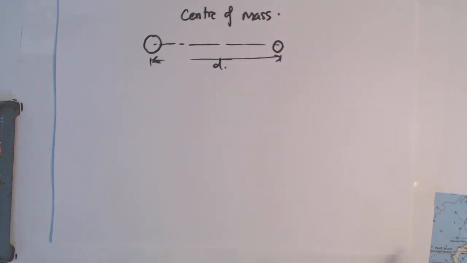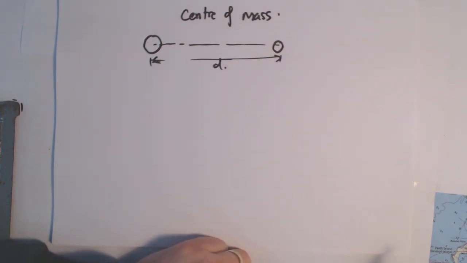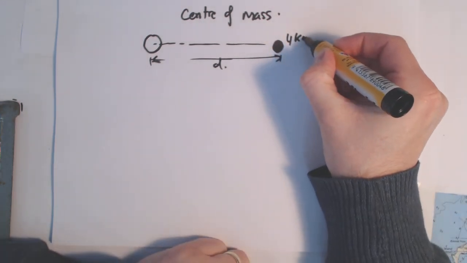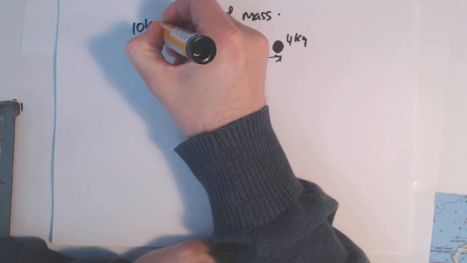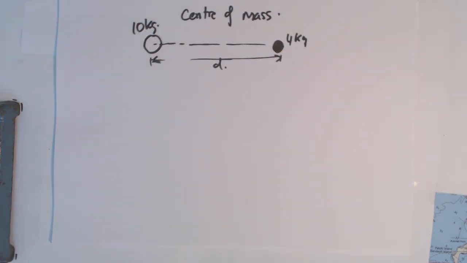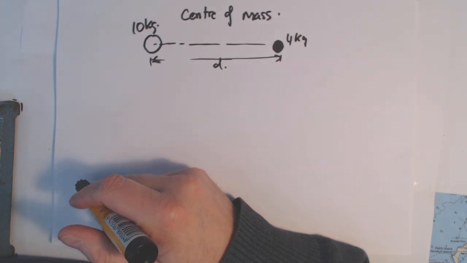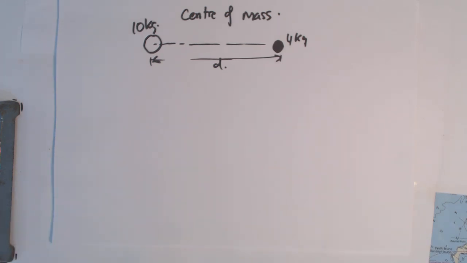Now what does a center of mass mean? What it basically means is that if this one was 4 kgs and this one was 10 kgs, it's saying if you could put all this mass in one location, what would that location be? What meaning does that really have?